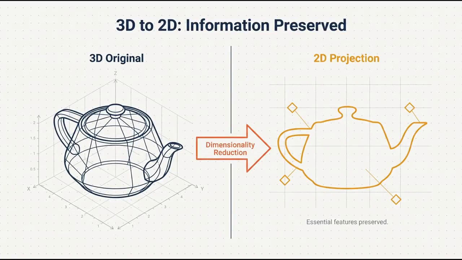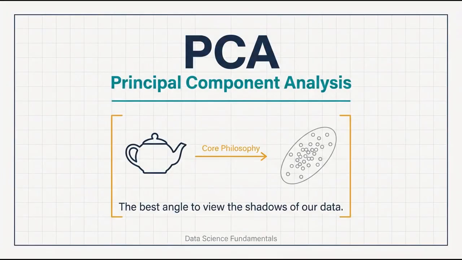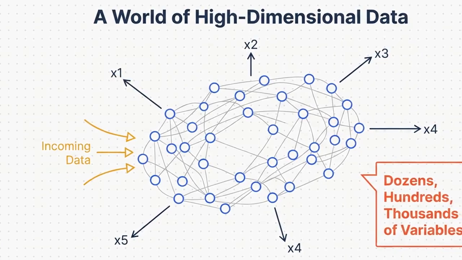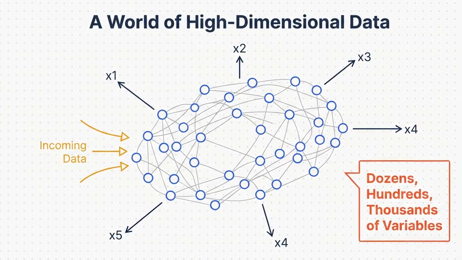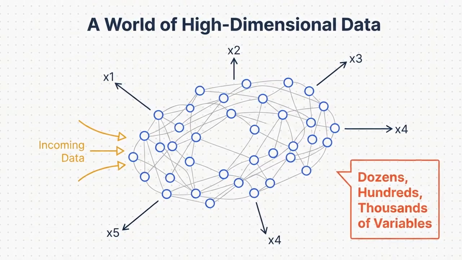You have successfully reduced a three-dimensional object into a two-dimensional representation, yet you have preserved its most essential, defining features. In the world of data science, this is not just a clever visual trick, it is the core philosophy behind principal component analysis, or PCA. We live in a world overflowing with complex, high-dimensional datasets. To understand them, we must learn how to find the perfect angles to view the shadows they cast.